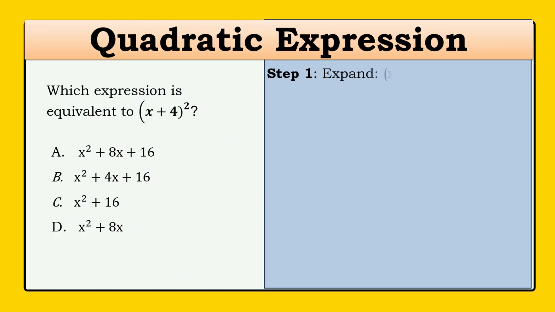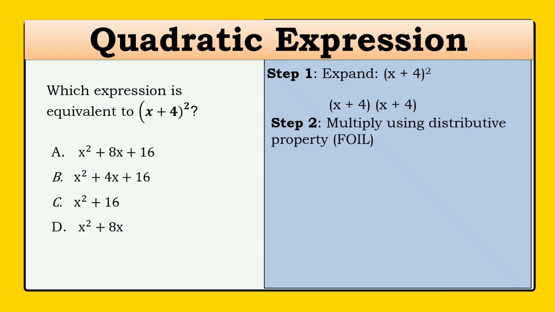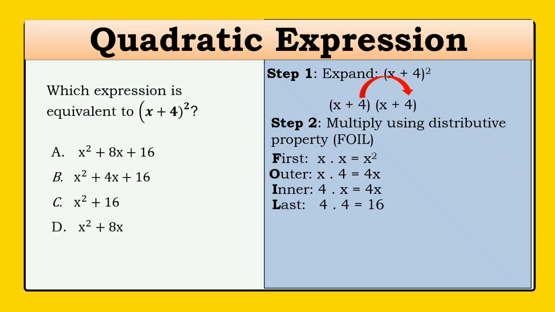Alright, let's find out. Step 1. Expand the quantity of x plus 4 raised to the exponent of 2. This means the quantity of x plus 4 times the quantity of x plus 4. Step 2. Multiply using distributive property. We're going to use the FOIL method. Multiply the first terms. So x times x is equal to x squared. Multiply the outer terms. X times 4 is equal to 4x. Multiply the inner terms. 4 times x is equal to 4x. And lastly, multiply the last terms. So 4 times 4 is equal to 16.